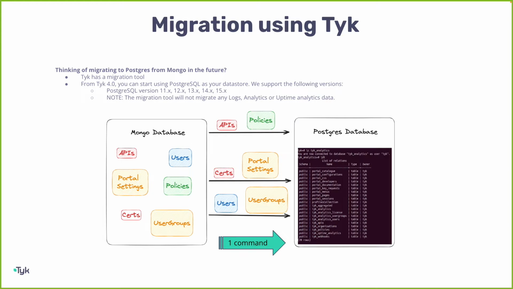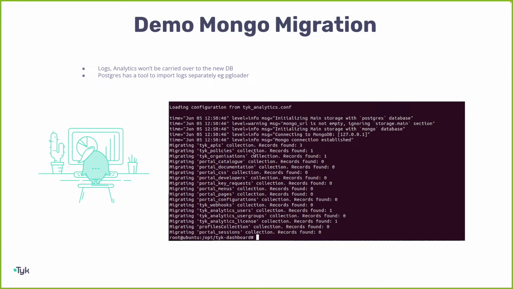So what will be migrated over to your newer database? Currently, if you use Mongo and set up Tyk itself, what will be stored inside your Mongo databases are basically your API definitions, your users, your policies, user groups, and your portal settings. Using just one single command, you can migrate all this information from Mongo all the way to Postgres. Sorry about that. Alright, so now we're going to go over to the demo for the migration from Mongo to Postgres.